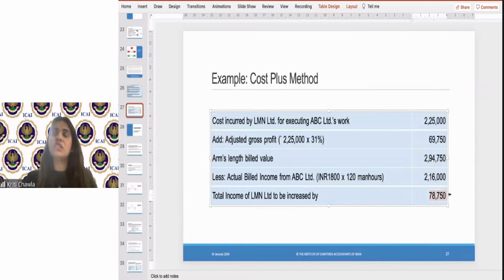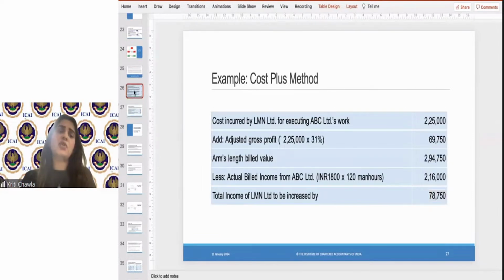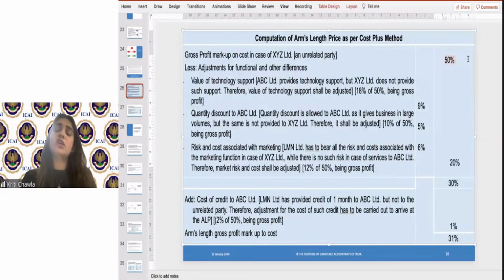So this is how you tackle a situation relating to CUP. What you do in a CUP situation is you see what is the margin that should have been retained. What is the arm's length margin? How will you find out the arm's length margin? Well, you see what comparable companies in the industry are doing. We find out that the comparable companies were doing a 50% margin. So we said that, because there are so many adjustments given in the question, we'll make all these adjustments. When we made all these adjustments, we got the arm's length profit of 31%.